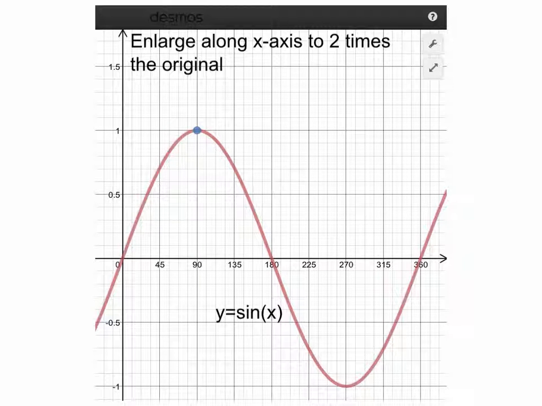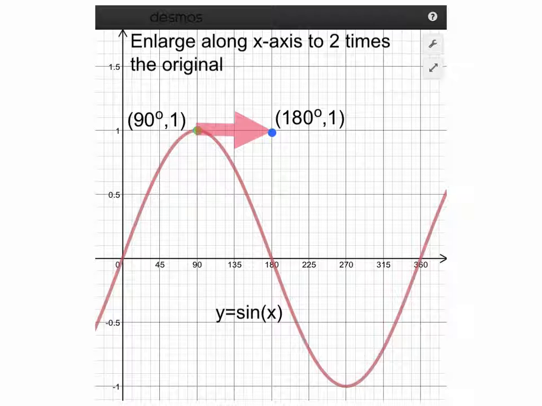This time I'm going to enlarge the graph of y equals sine x along the x-axis to 2 times the original. For convenience, let's take a look at the point (90°, 1). The y-coordinate will remain constant, but the x-coordinate will be enlarged to 180°. For any other point on the original graph, the x-coordinate will be doubled, so the graph will look like this.